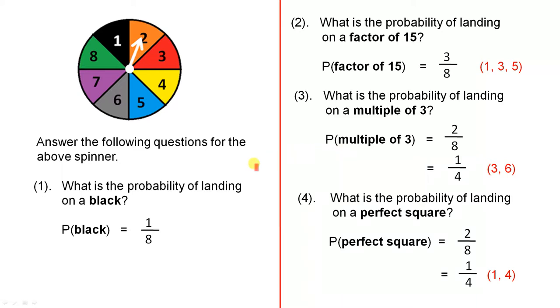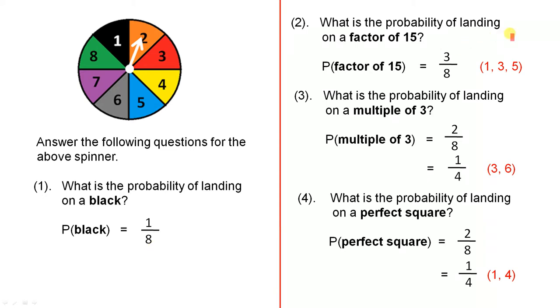Answer the following questions for the above spinner. What is the probability of landing on a black? Okay, there is only one black number here, see? 8 numbers altogether. So the probability of landing on a black is 1 over 8.